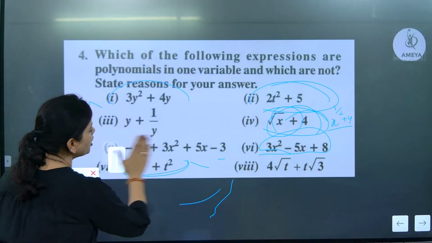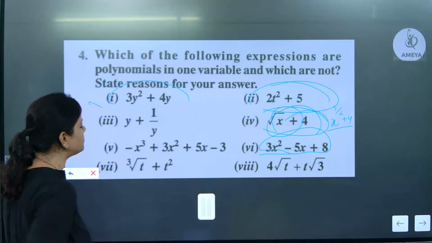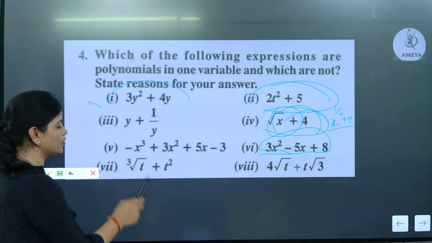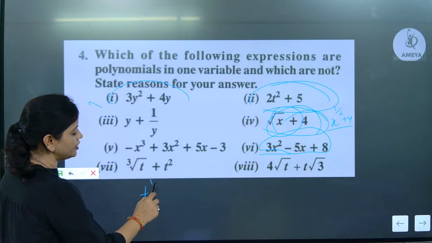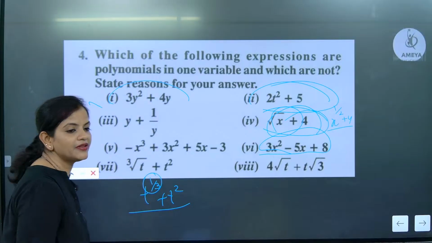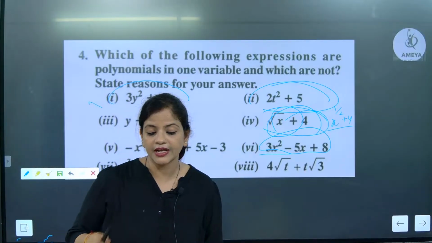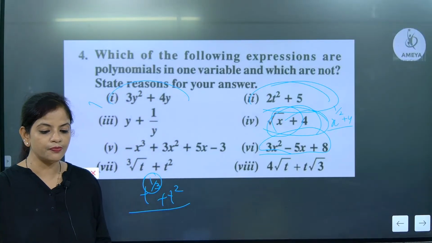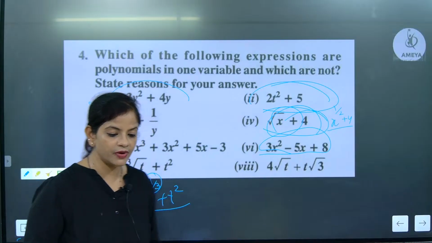It is not a polynomial because of a reason. What is the reason behind? Because it is having a cube root. If you write it, it will become t to the power 1 by 3 plus t square. So t to the power 1 by 3 just eliminates it from being a polynomial. That's the most important point here. We must remember that. Correct?